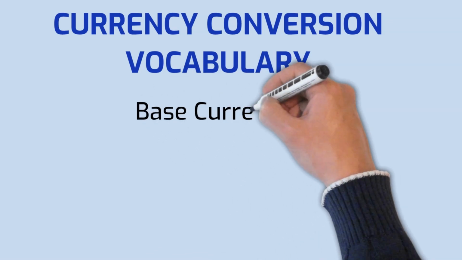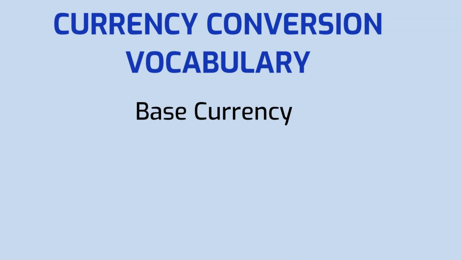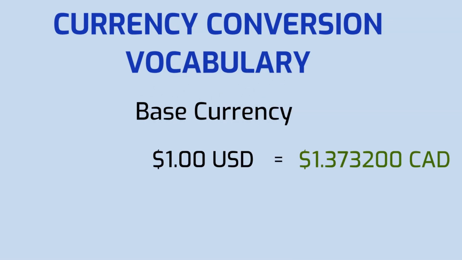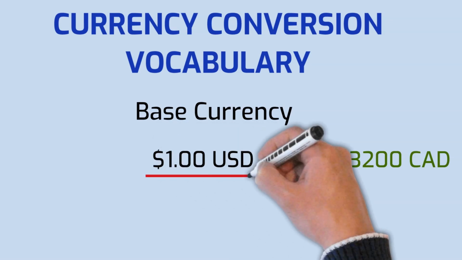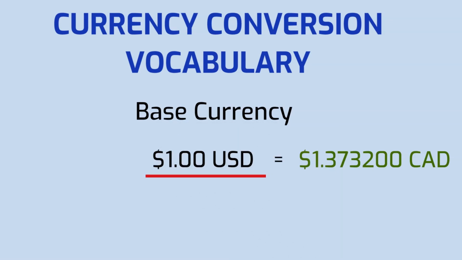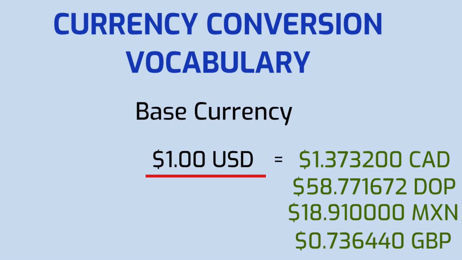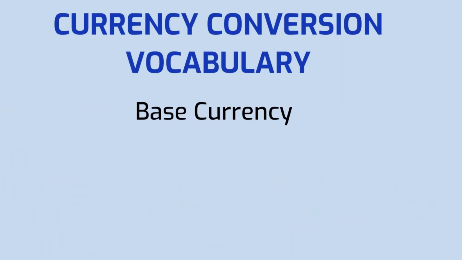Base currency. In currency conversion, we are comparing one currency's value to another currency's value. A payment network will choose one currency as its base currency, the currency it will compare all other currencies' values to. This currency is also the one the network runs its transactions under. More about that in a few minutes.